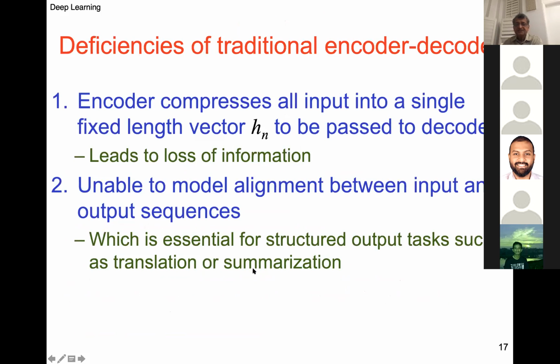So this is the preamble to where we are heading, into attention-based models. The previous one we saw does not have attention. The encoder compresses all input into a single fixed length vector HN to be passed to the decoder, which leads to loss of information. It is unable to model alignment between input and output sequences, which is essential for structured output tasks such as translation or summarization.